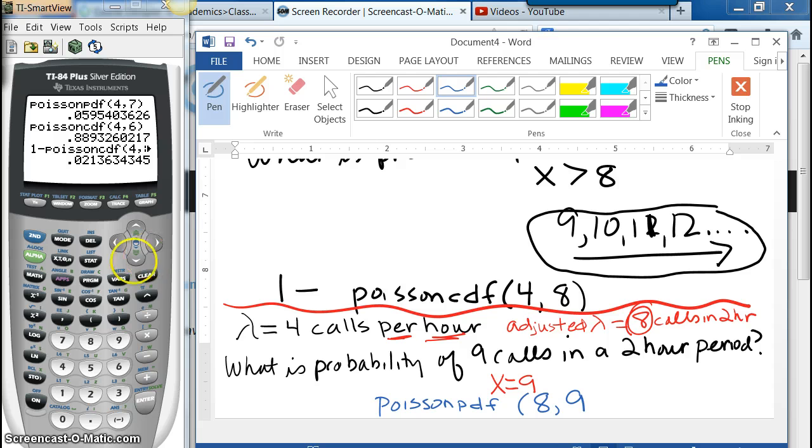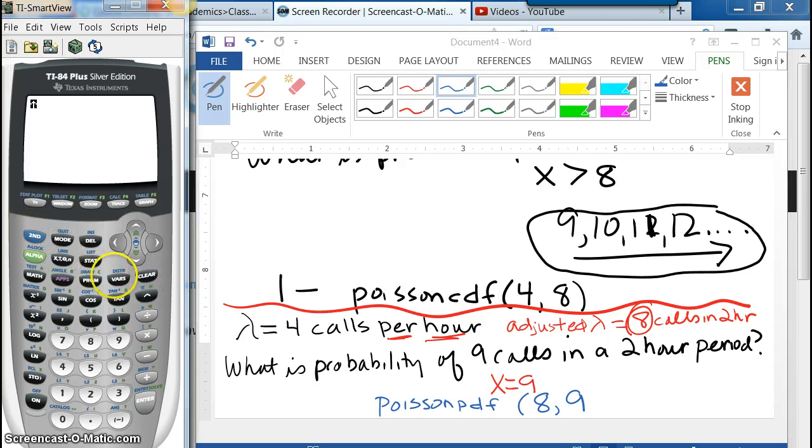And so let me go to mine and second distribution. I'm going down to the Poisson PDF. I'm putting the new adjusted lambda in here. It's 8. And then the question is asking about 9 calls. Going to paste and enter, and then enter one more time. About a 12% chance that you get 9 calls in a 2-hour period when the average is 4 calls per hour. So sometimes you have to adjust the lambda.